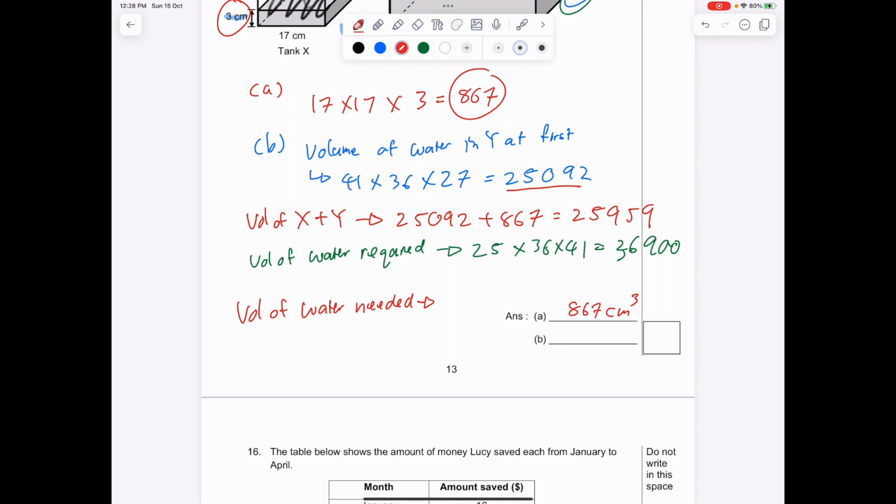Would be 36900 minus away 25959. My answer would be 10941. And make sure you give your units. Okay?